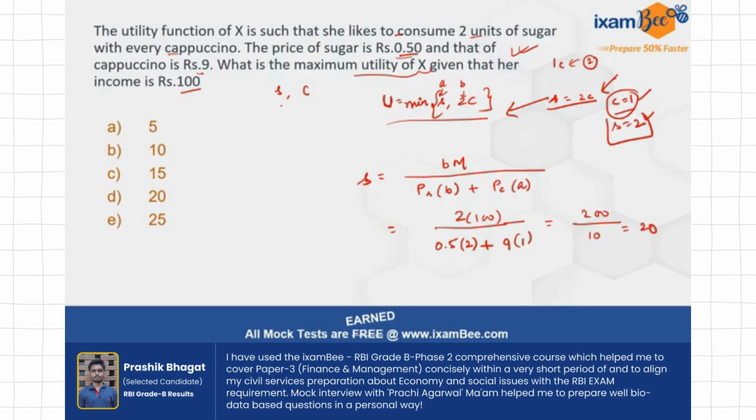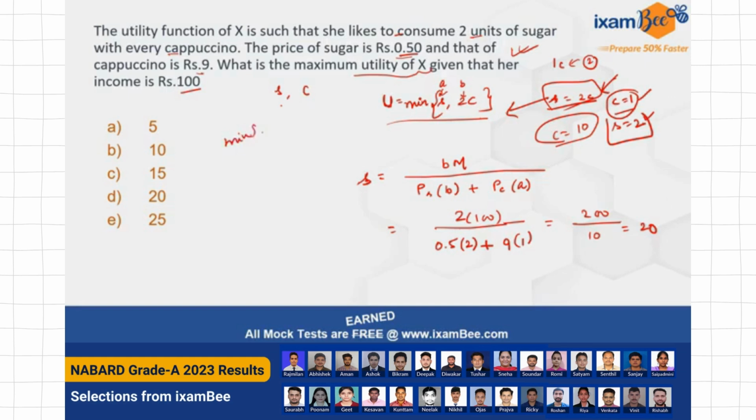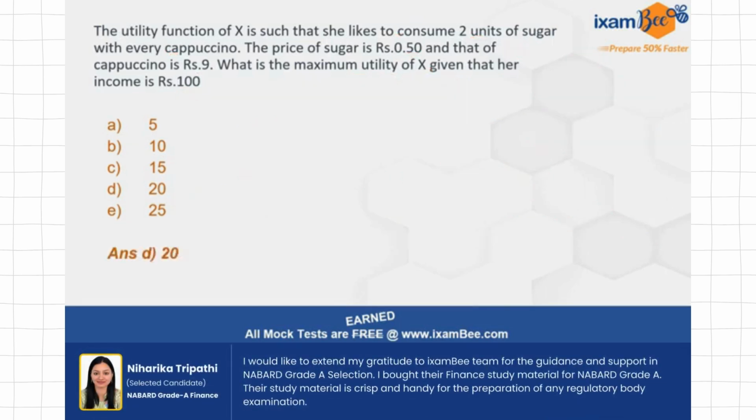Similarly, if you calculate C, if S is 20, you can use this equation. C is going to be 10. So what is the minimum of 20 comma 20, which is actually 20. So the max utility that you get is 20. 20 is the right answer, option D. I hope you understood this question.